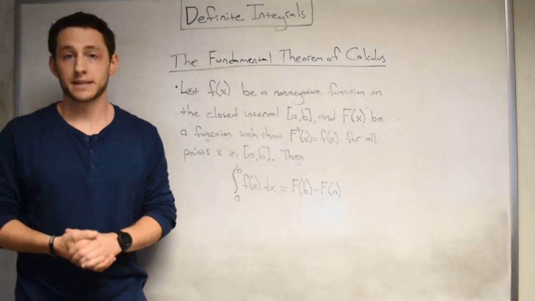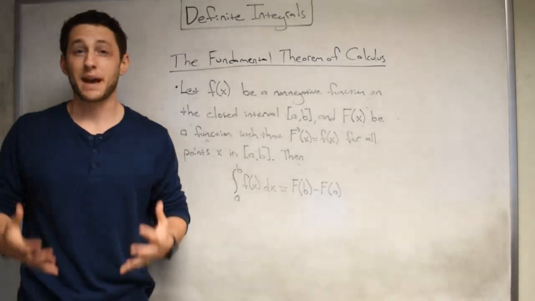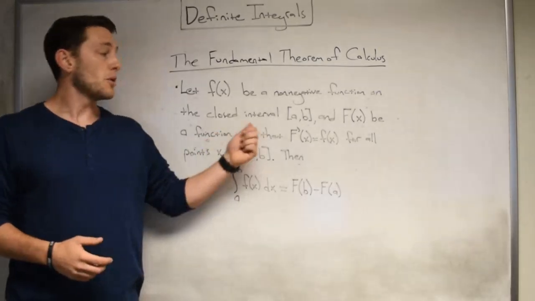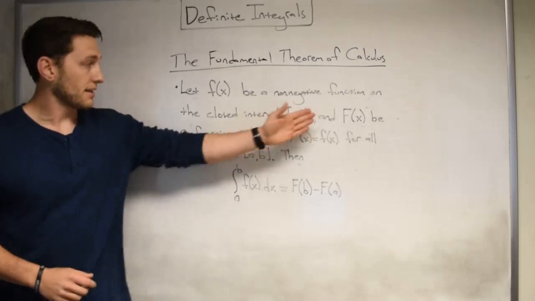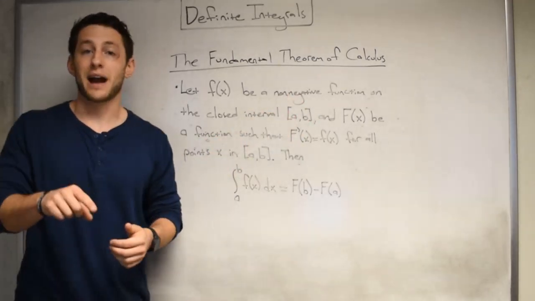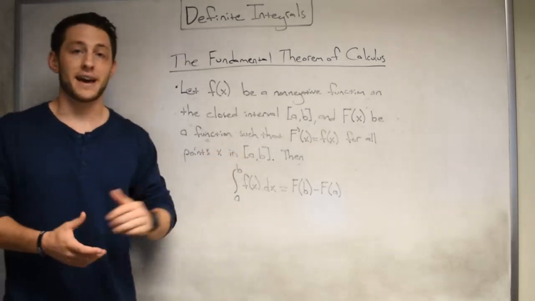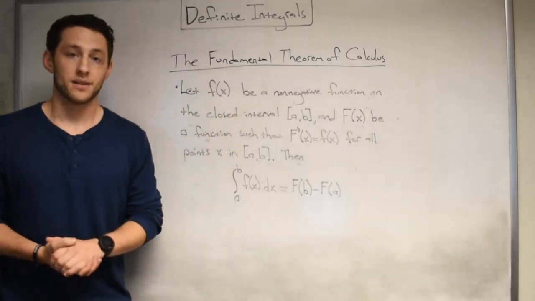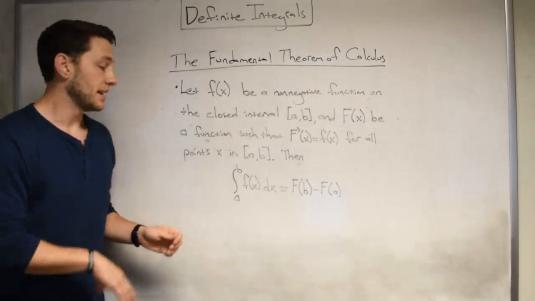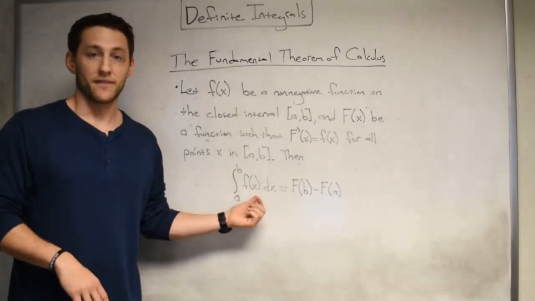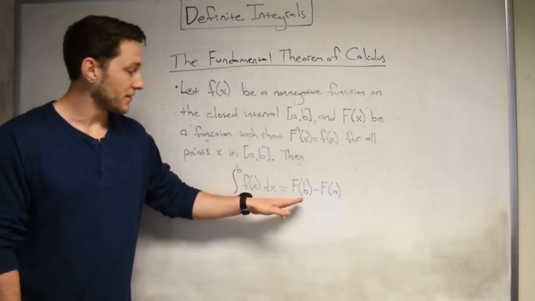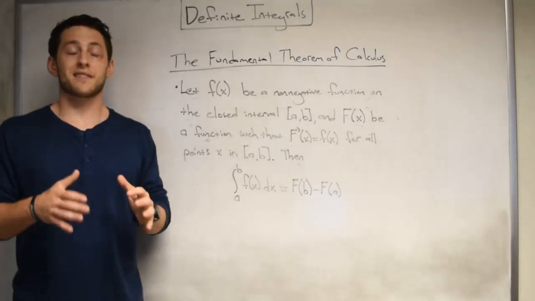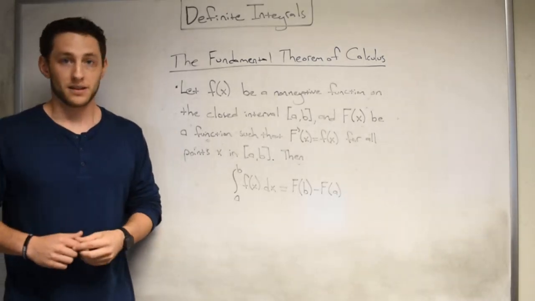Now let's talk about the main way that we're going to evaluate these definite integrals. This is actually from the fundamental theorem of calculus, which, as it sounds, is really basic to the study of these integrals. So, let f of x be a non-negative function on the closed interval from a to b. And let capital F of x be a function such that F prime of x equals f of x for all x in that interval. So basically, capital F of x is an antiderivative of f of x. Then we have the following. The definite integral from a to b of our small function f of x is actually equal to the antiderivative F with b plugged in minus the antiderivative with a plugged in. This is going to be our key way for evaluating these definite integrals.